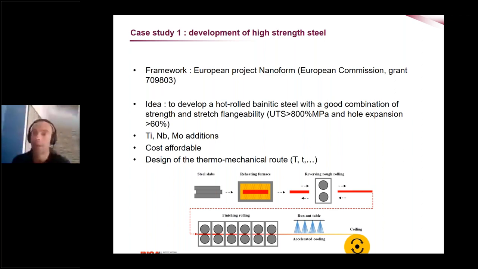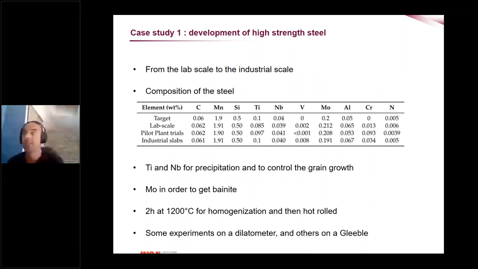Another thing, it should be cost affordable, meaning not very strange and expensive alloying elements. And we had not only to design the composition, which is not the topic of today, but also to design all the thermo-mechanical routes in terms of time, temperature, and strain, in order to have a final product that works. In that case study, I will show you that we were able to go from the lab scale to the industrial scale, and that the Gleeble was the only thing that permitted us to first optimize the parameters at the lab scale and to end up with quite nice results at industrial scale.